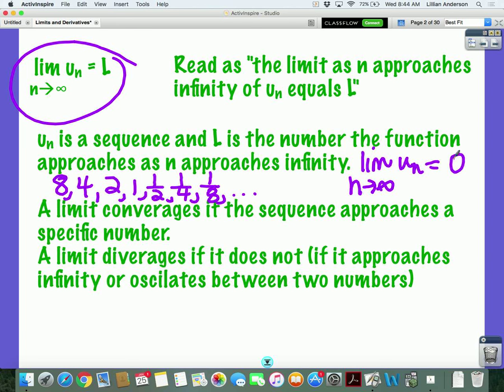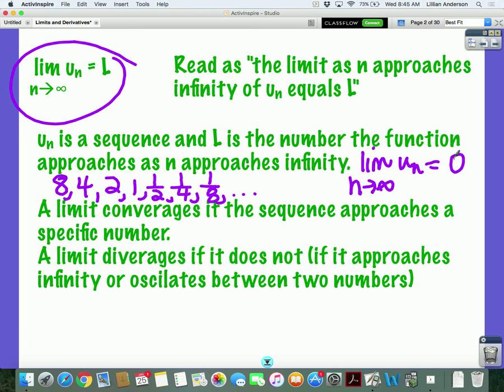Now, a limit converges if the sequence approaches a specific number, such as this. The example that I gave you, that is a limit that is converging because it's approaching a specific number. Yes, it's 0. 0 is still considered a number. However, a limit diverges, and I know I misspelled that, if it does not approach a specific number. So let's say that it approaches infinity. Infinity is not a specific number. So the sequence is continuing to get bigger. It's never going to approach a particular number, is it?